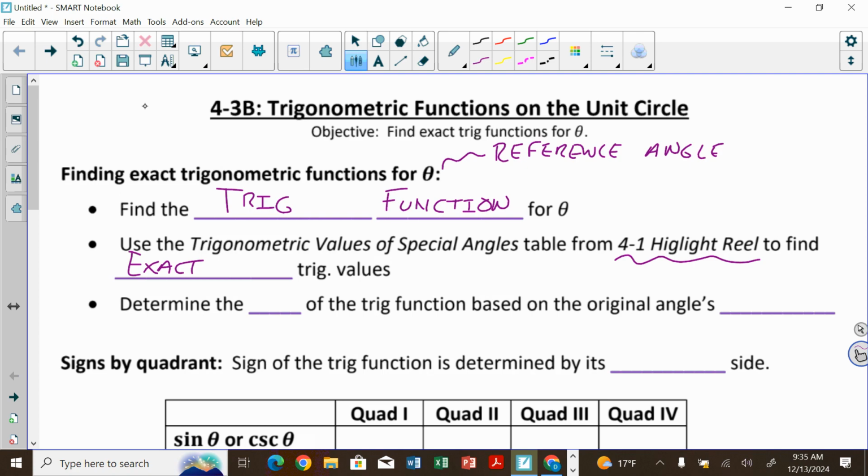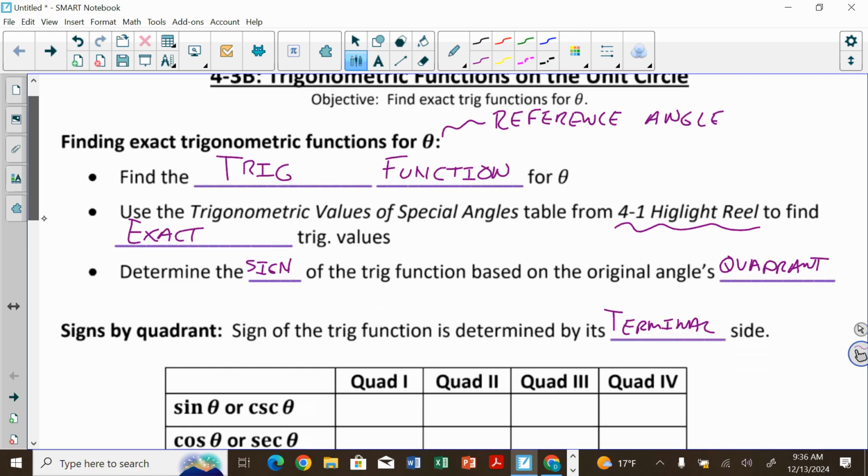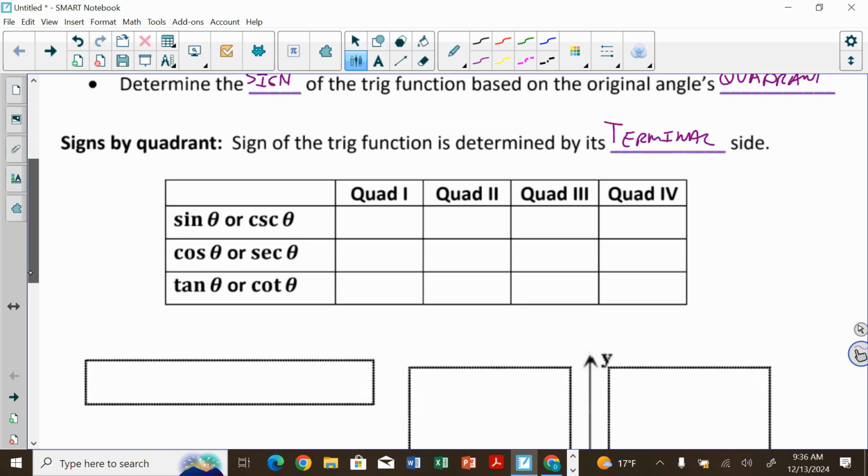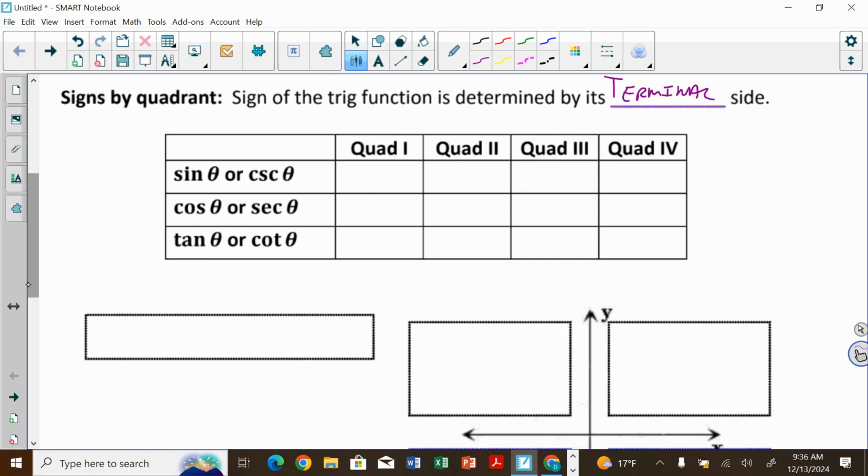All right, so now when we want to determine the sign, whether it's positive or negative, that's the next thing we're going to talk about, is we determine the sign based on the original angle's quadrant. So where are we at? What quadrant are we in will determine the sign, whether it's positive or negative. So, and again, looking at that quadrant, the sign of the trig function is determined by its terminal side. Okay, we know the initial side is going to be an axis, the x-axis, and so its terminal side, whatever that lies in, will be the quadrant that we decide.